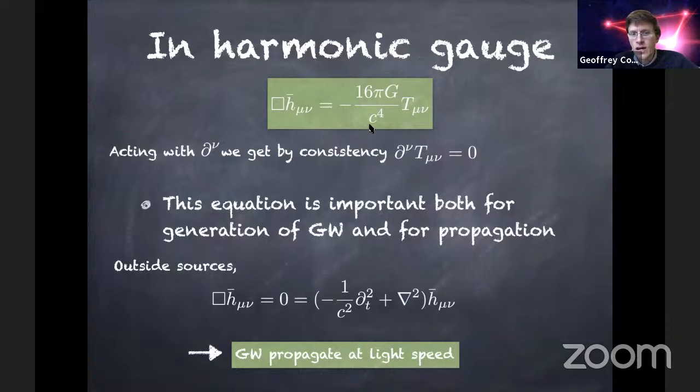Now let's look at the propagation. So outside of sources, this stress tensor is 0. We have an equation like this one, and that means that the gravitational waves propagate at light speed, right? Because it's a wave equation with the velocity equal to the speed of light.